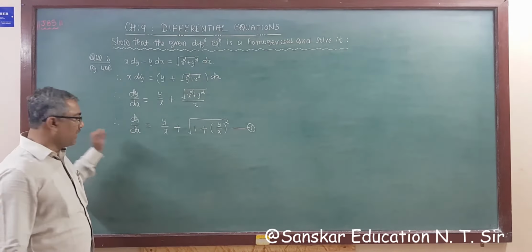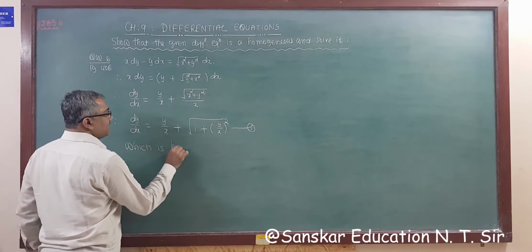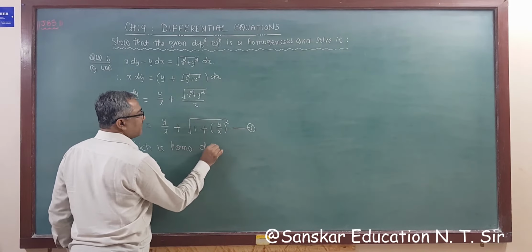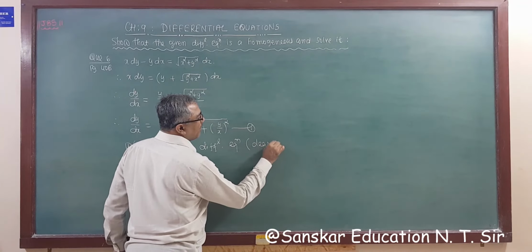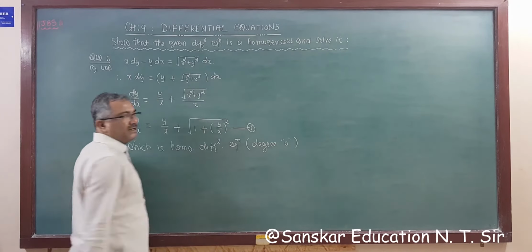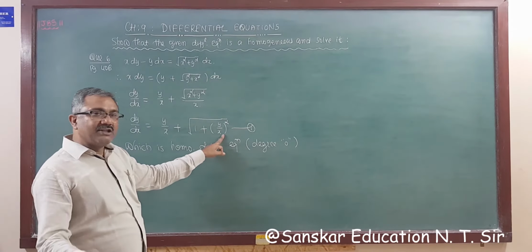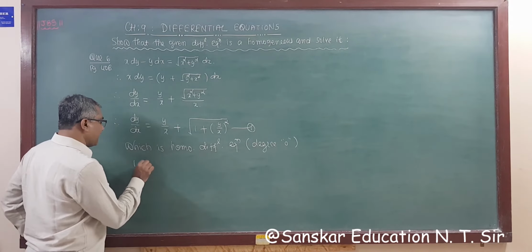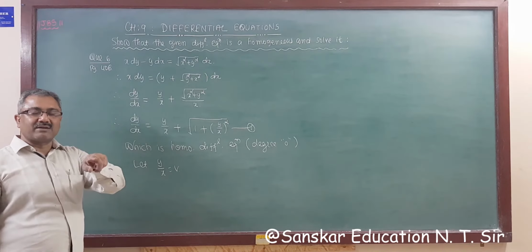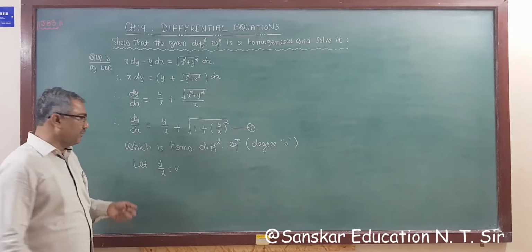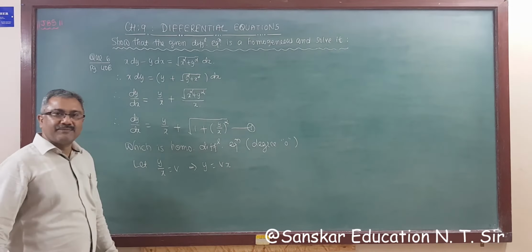Which is a homogeneous differential equation, degree 0. So what we have to assume is y by x is equal to v, and solve it yourself. Let y by x is equal to v, so this implies y is equal to vx. You have to start. Come on, start.